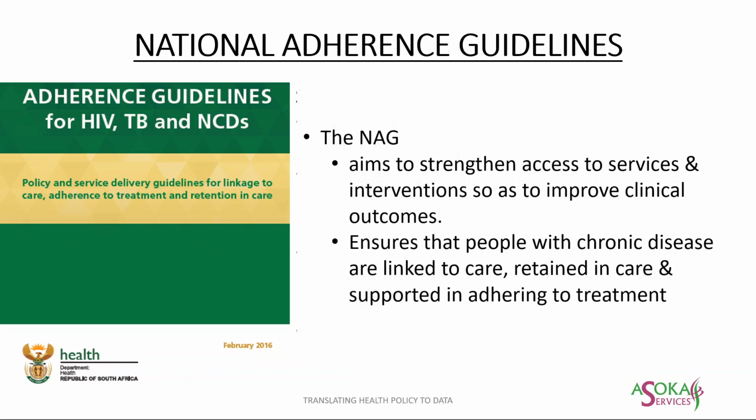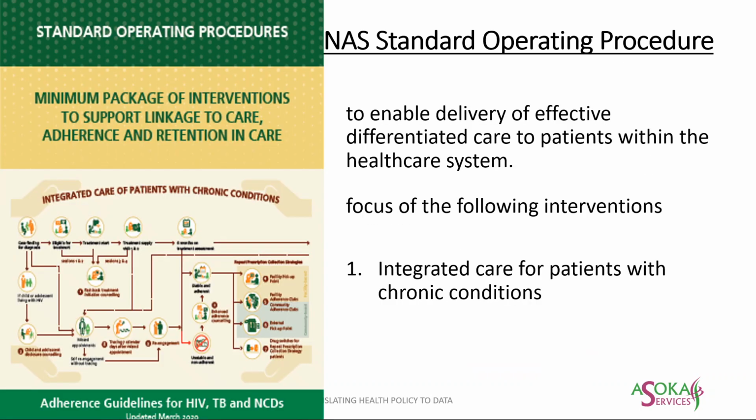The National Adherence Guideline then aims to close this gap. It makes sure that everyone has access to healthcare services and the interventions that they might need so that we can improve health outcomes within the country. This is done by making sure that everyone with chronic disease is linked to care, is retained in care, and is supported throughout their adherence on treatment.